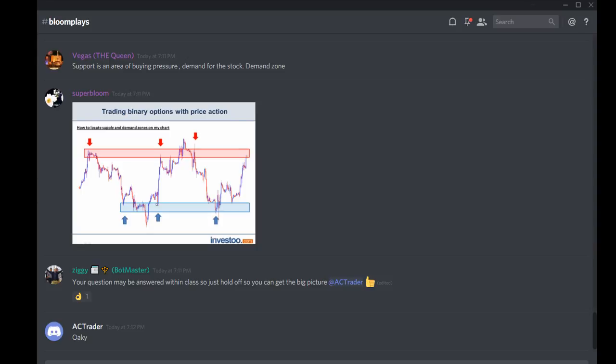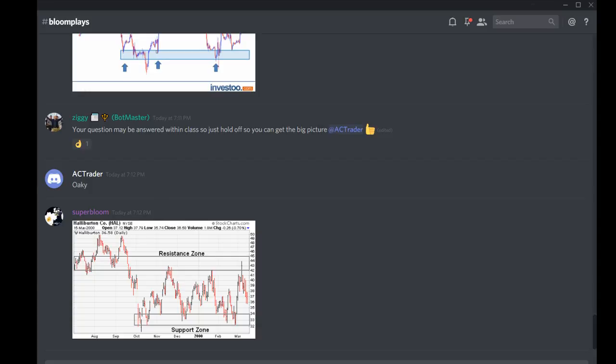So let's confirm with this picture. Resistance is the zone and support is the zone, right? So that's that. Easy, right? Anyone lost at this point?